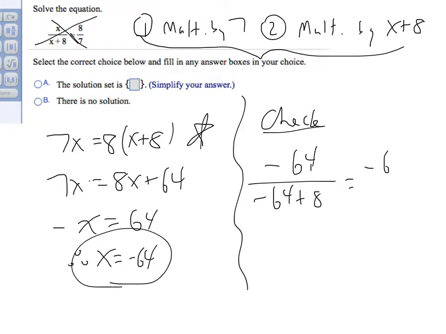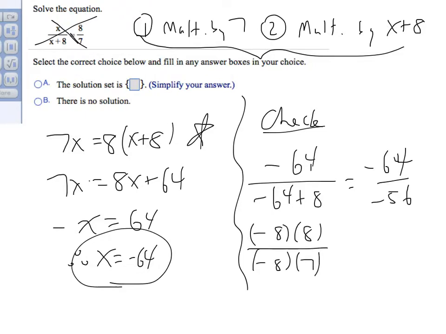This is negative 64 over negative 56, and if you think about your multiples of 8, that is negative 8 times 8 on top, and negative 8 times 7 on the bottom. That's what makes negative 64 negative 56. And because I have a common multiplicative factor, I'm allowed to cancel out the negative 8's. And so I'll have 8/7, which is what it's supposed to be.